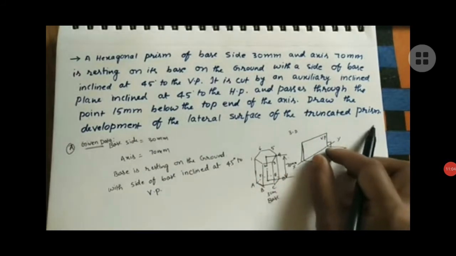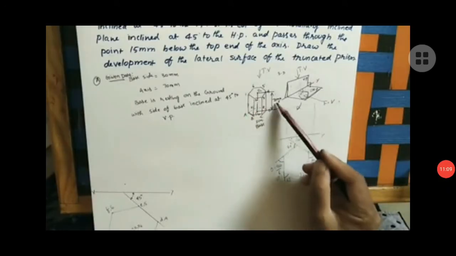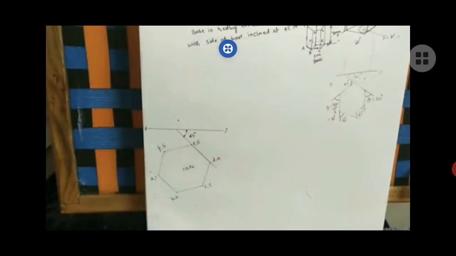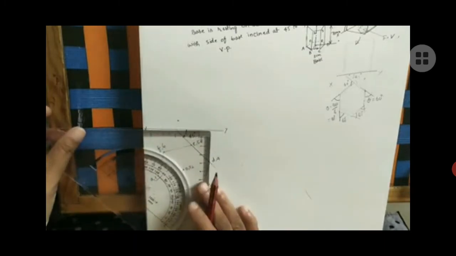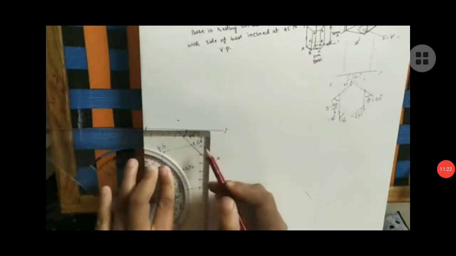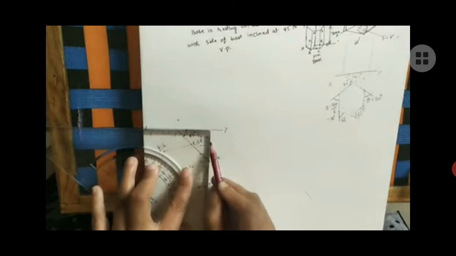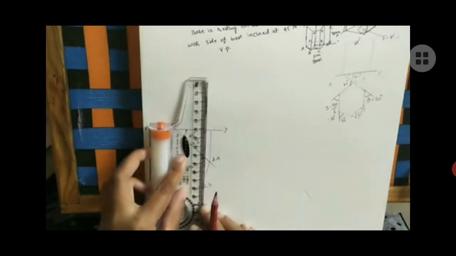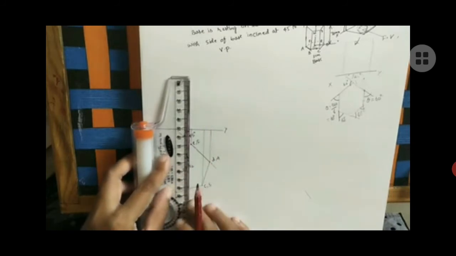So how do we draw this problem? This is a hexagonal prism. How do we draw it? This is the top view. Mark all projector lines, extending all lines upward, perpendicular at 90 degrees. Use the scale to mark all points and extend the lines.